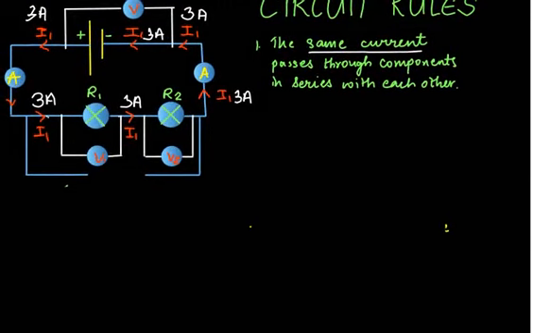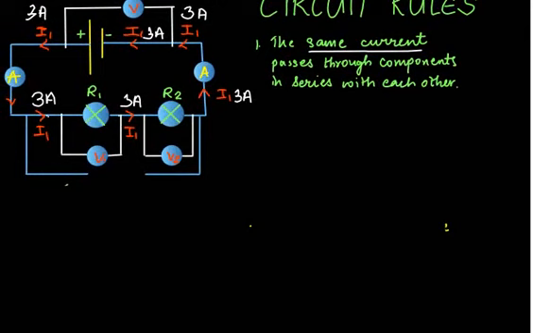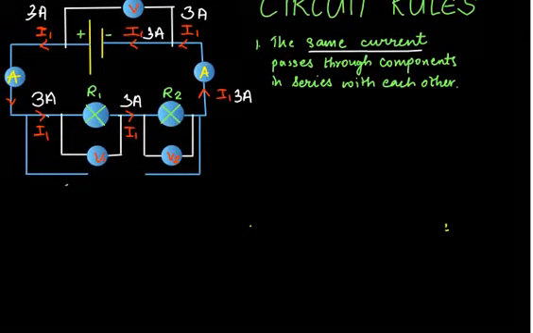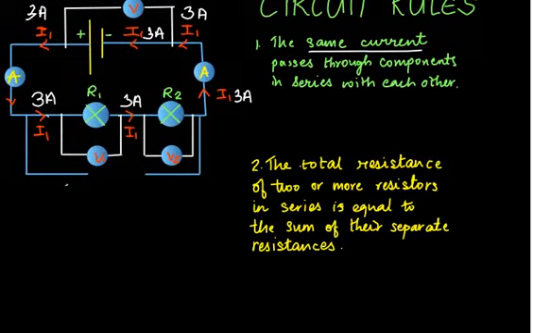Now going to the second rule for the series circuit, and that's about the resistance. The total resistance of 2 or more resistors in series is equal to the sum of their separate resistances. Now let's understand what this means. The total resistance of 2 or more resistors in series is equal to the sum of their separate resistances.